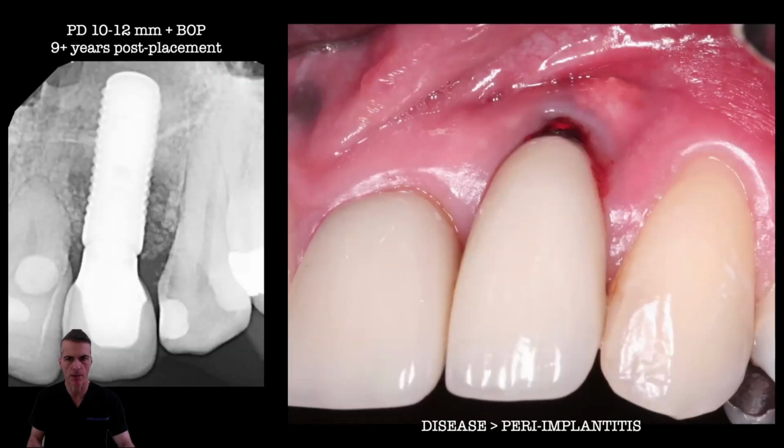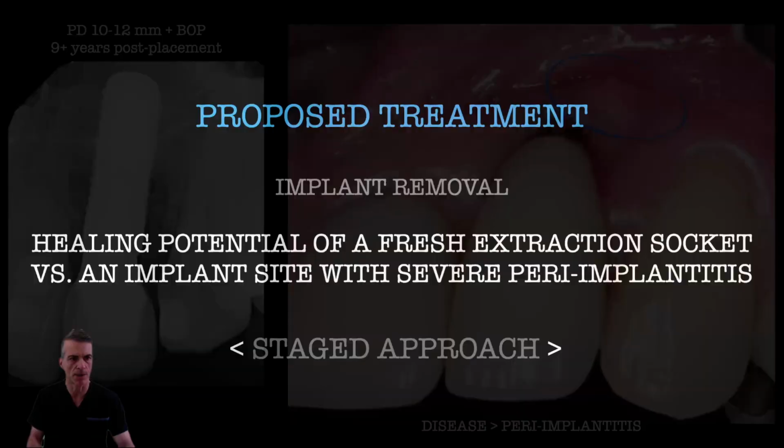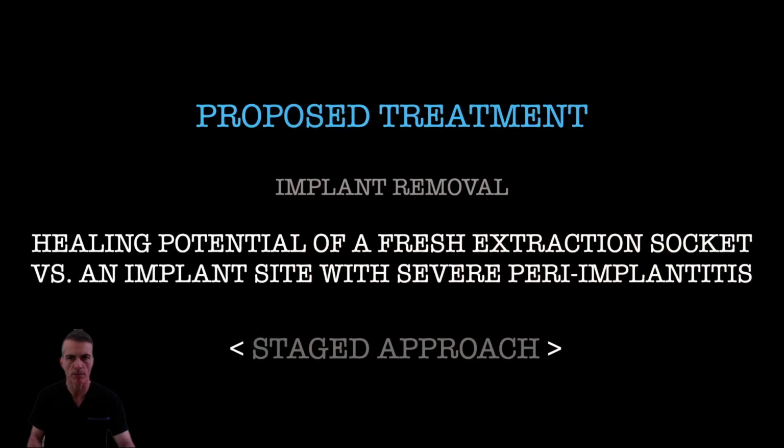This is a case, for example, of severe peri-implantitis. The patient had been with very deep pockets, 10, 12 millimeter pockets for years. This picture was taken 9 years after the implant had been placed elsewhere. You can see traces of biomaterial here and there. The proposed treatment for this particular case was implant removal.